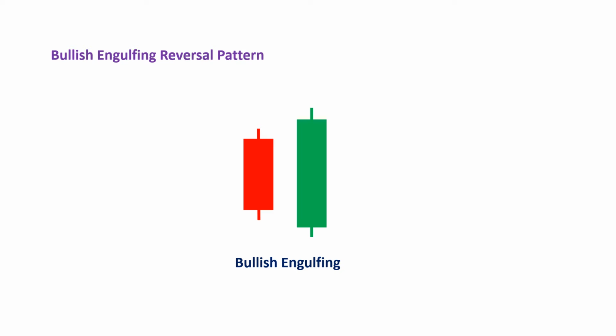The bullish engulfing pattern suggests that the buyers have overcome the sellers, indicating a shift in market sentiment from bearish to bullish. It implies potential buying opportunities. If this pattern is seen at the bottom of a downtrend, it suggests an uptrend reversal.